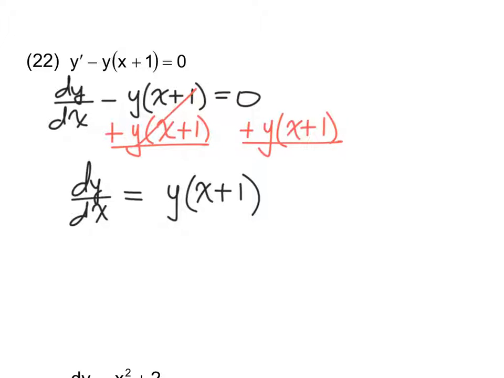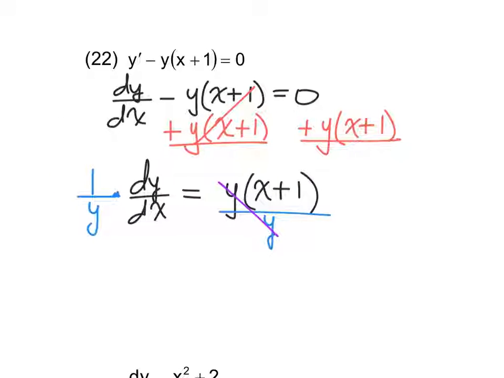All right, so if I can get my y's on the left and the x's on the right, then I'll be in pretty good shape here. In order to do that, it looks like I want to divide both sides by y. That's really the same as multiplying both sides by 1 over y. Then I want to multiply both sides by dx. And you can do this any way you want. It's just algebra 1 stuff.